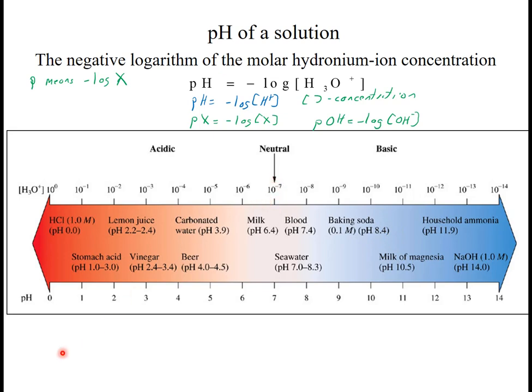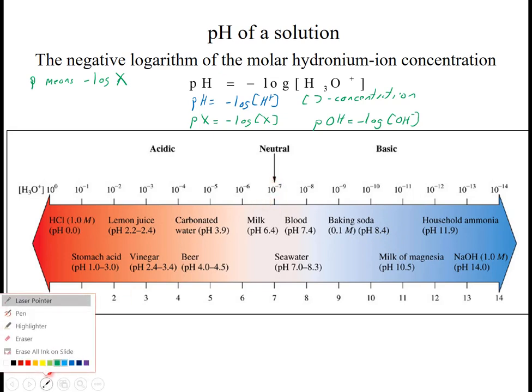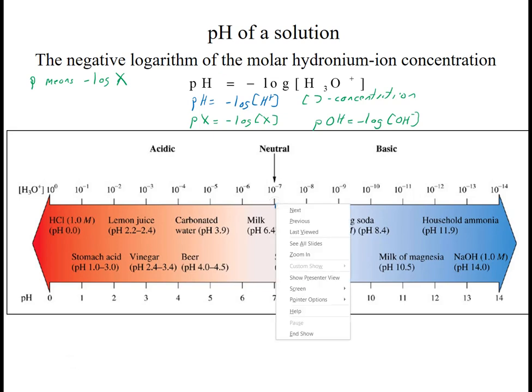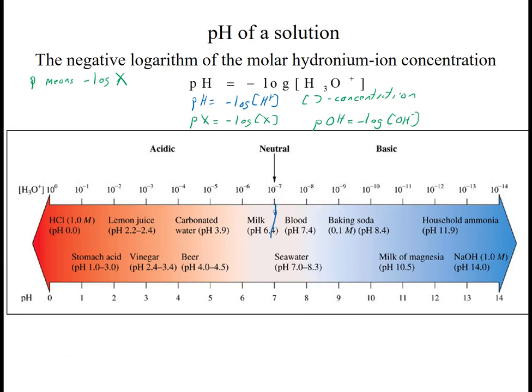Neutral is very, very specific. Neutral only occurs right here on this line. If I could draw the line straight, it would be great. But basically it only occurs at a pH of 7, or 1 times 10 to the minus 7th. That's the only place that neutral actually appears.